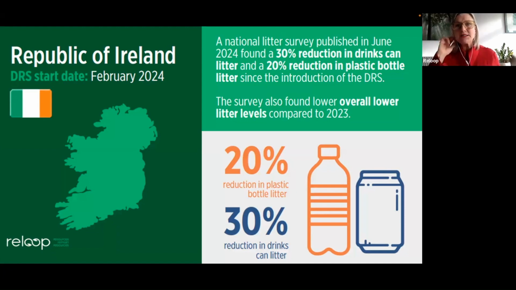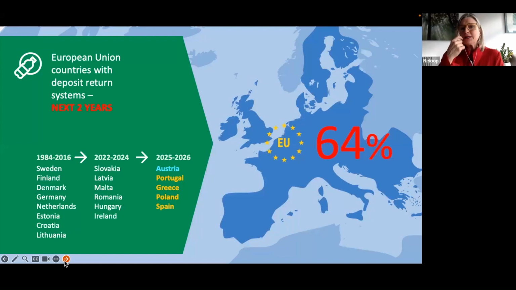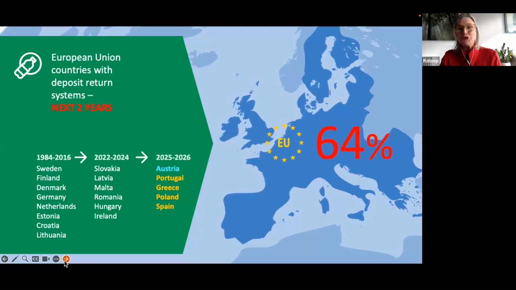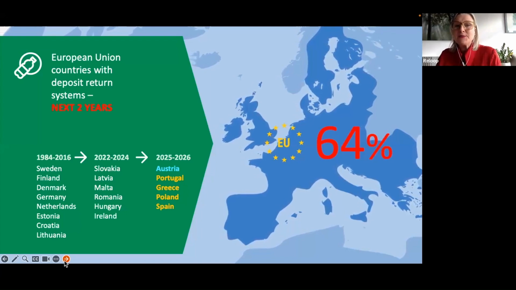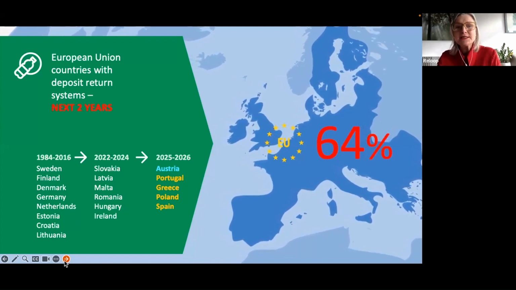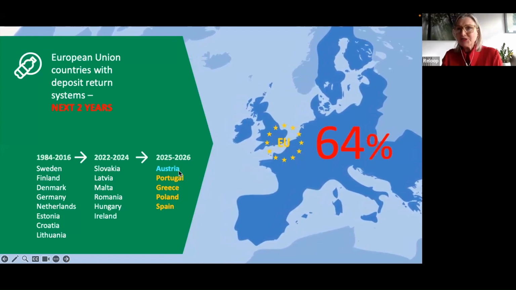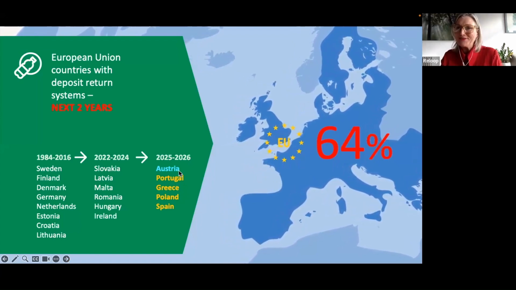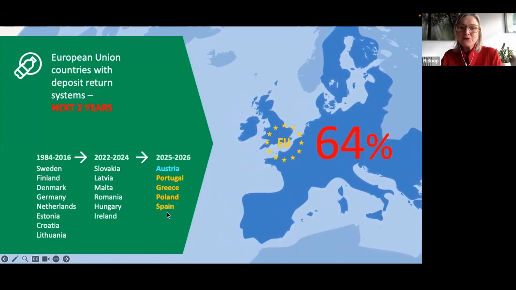Looking at the Republic of Ireland, a very new program, but also very immediate impacts, finding that a 30% reduction in can, 20% reduction in litter since the introduction of the DRS. Very impressive reduction figures. Moving on, let's take a look at the next 2 years in Europe. And again, here we have not as many, but far greater populations. We have Austria, that has just introduced their new deposit return program on the beginning of this month in January. And then we have these 4 countries, 2 of which are quite huge, Spain and Portugal, which will be introducing in the next 2 years.